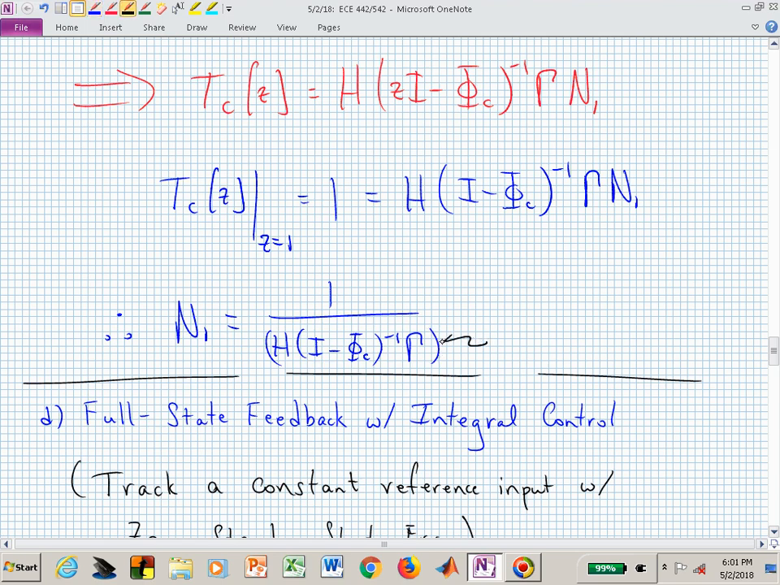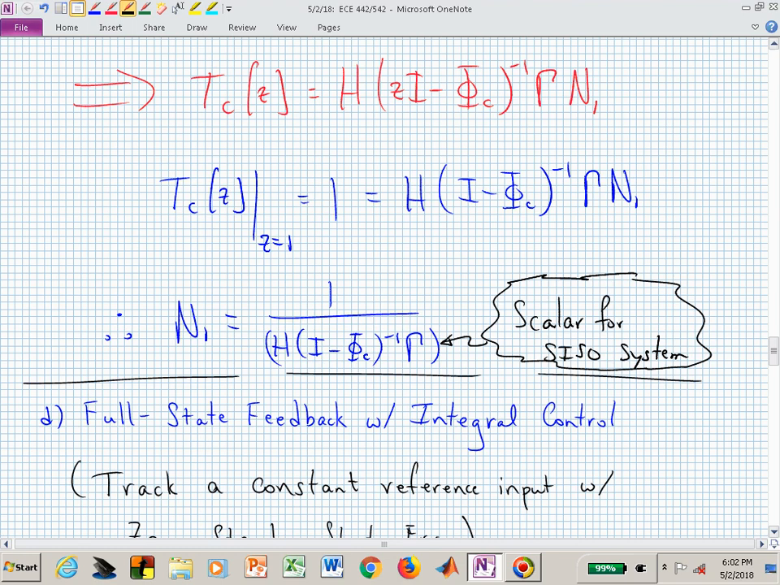where this expression in parentheses is a scalar for a single input, single output system. And that's what you'll want to examine on homework number 8: can I now solve for N sub 1 if I want a DC gain of 1? Yes? And you wouldn't be able to move the inverse up into the top of the fraction? So the question was, you want to move that inverse up into the top of the fraction.